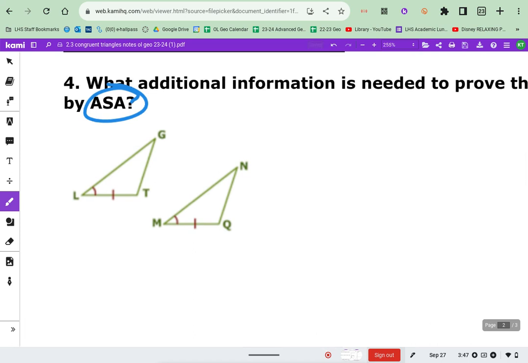And where does it need it? T and Q. So you would say angle T is congruent to angle Q.